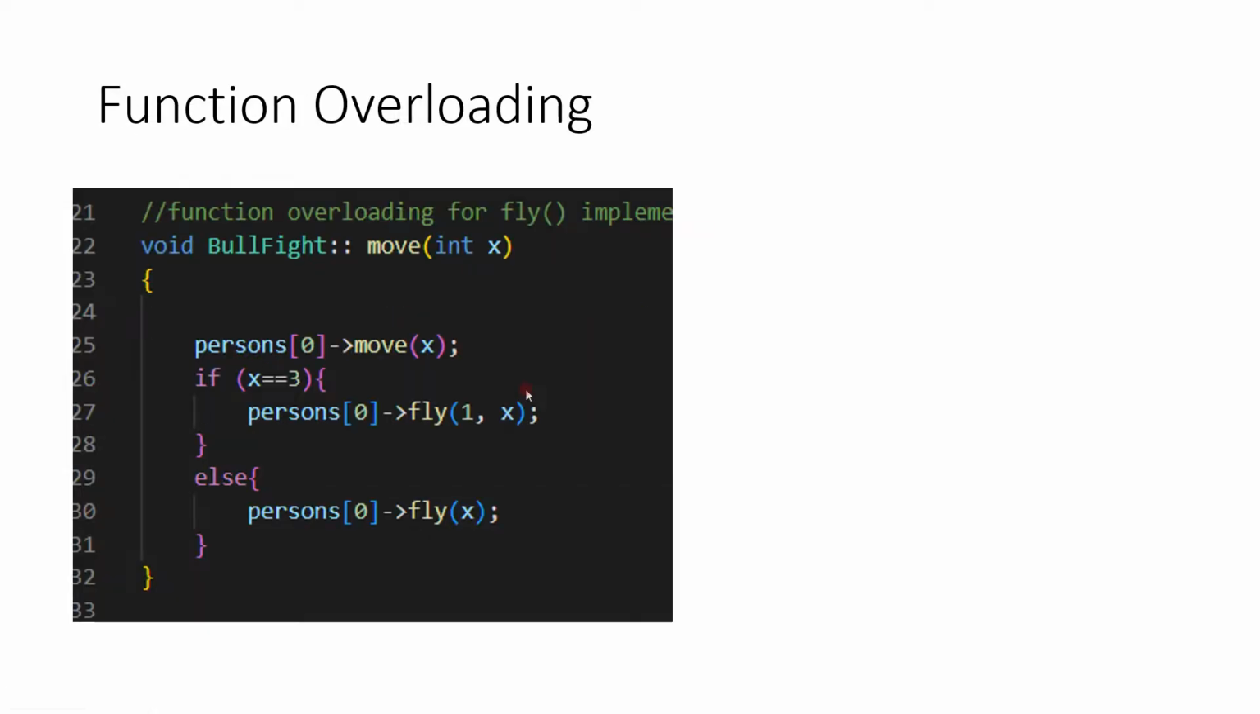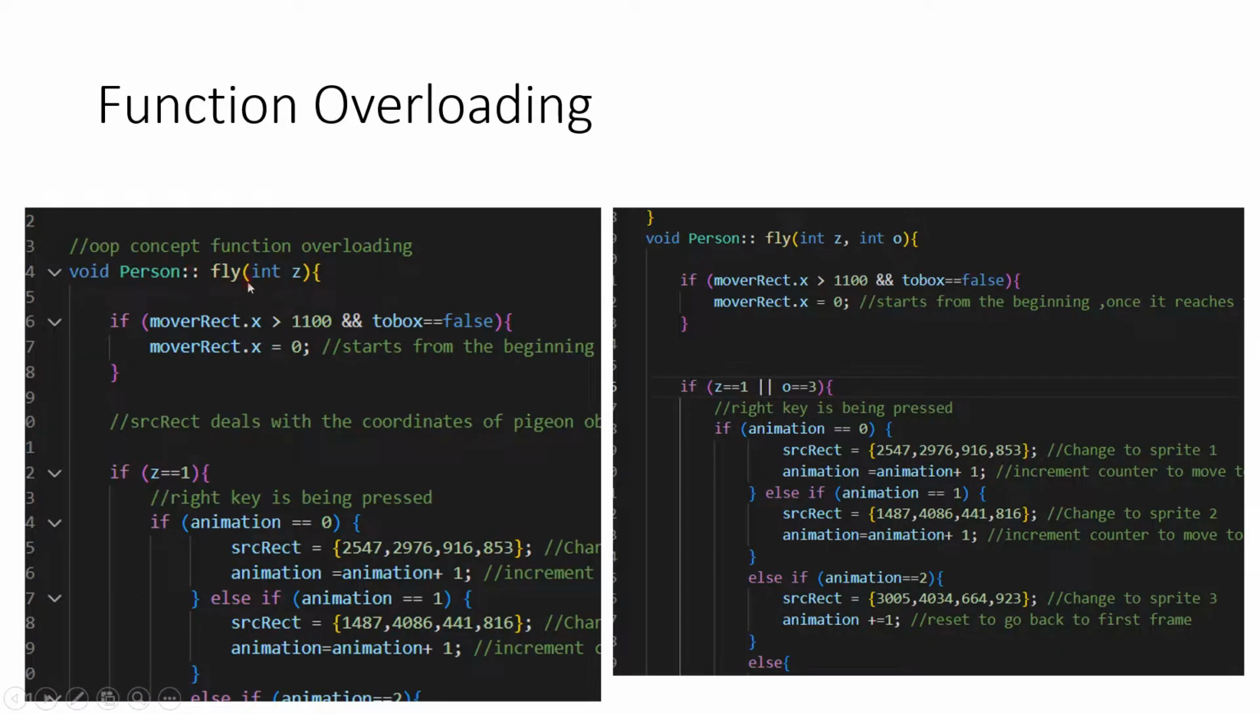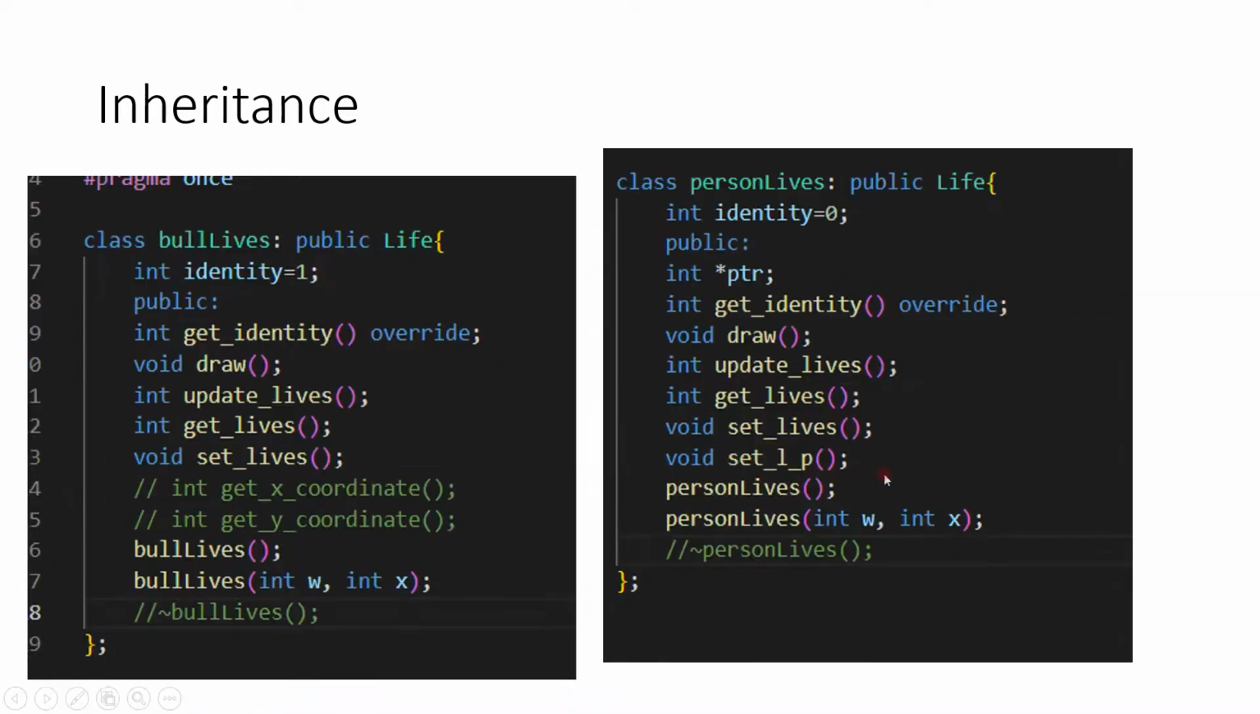Function overloading, as you can see, was done on the move function for the person, where we were passing either 1 or 2 parameters in our fly function. I will show you what this means. If only one parameter was being passed in fly, it means the user can only move right and left. The user only called to move right or left, and these were the sprite coordinates. And if the user was jumping, which was moving above, the sprite coordinates would change accordingly.